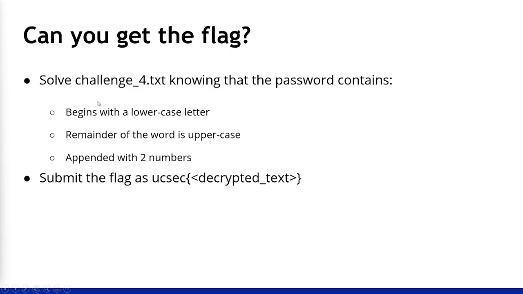Okay, can you solve challenge4.txt, knowing that the password contains these parameters? It begins with a lowercase character. The rest of the word is uppercase, and it is appended with two numbers. So try creating a regex-style pattern match in the john.conf file and then run that rule. I'll give you guys 10 minutes for this. Let me know if you have any questions.